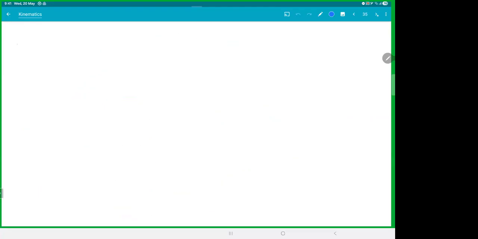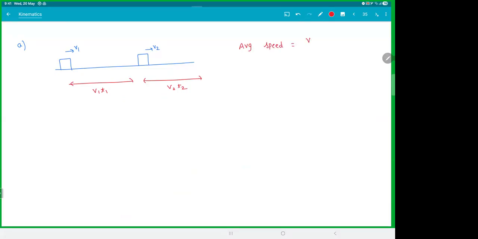Go to the first one. Just draw a small picture. You will see you're traveling with V1 for time T1, then you're traveling V2 for time T2. Great. So initially, how much distance will you cover? You'll cover V1 T1, then you'll cover how much? V2 T2. So simple thing. So what is the average speed? Total distance by total time. How much did you travel? You traveled V1 T1. Then you traveled V2 T2. And the time was T1 plus T2. Easy.